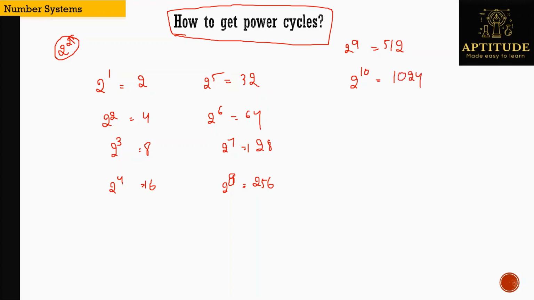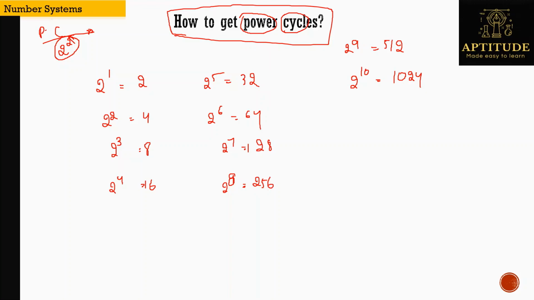So why did I write these values to find the power cycle of 2? Because there is some logic in this in order to derive power cycles. A cycle is nothing but a repetition, right? So power cycle means power repetition. If we clearly observe here, unit digits will be repeating for certain powers.